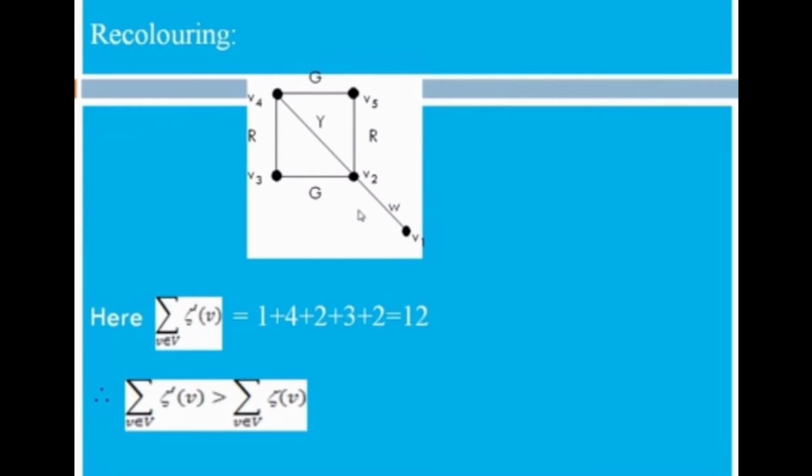And recoloring the same graph, in this graph adjacent edges are distinct colors. Now the sum of the colors represented at every vertex under the edge coloring script C dash of V is equal to 12. Therefore, the sum of script C dash of V is always greater than the sum of script C of V.